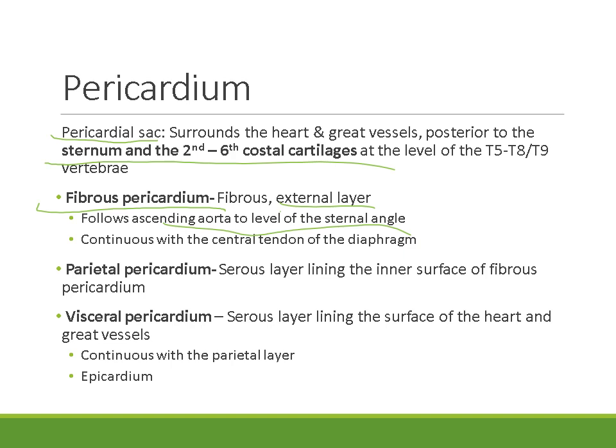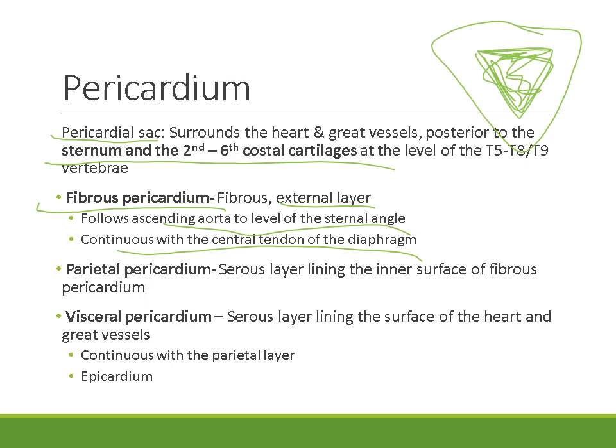Inferiorly, the fibrous pericardium is continuous with the central tendon of the diaphragm. So it's anchored at the bottom to the central tendon, which runs in between the two halves of the diaphragm. So, you have the heart itself, okay? And then surrounding the heart, you have this strong fibrous pericardium. Keep in mind that the fibrous pericardium is inelastic. It does not stretch, okay? That is very important when we talk about some pathologies later. It does not stretch. So there is a firm barrier around the outside of your heart.